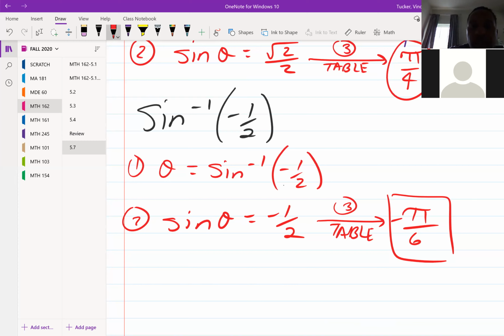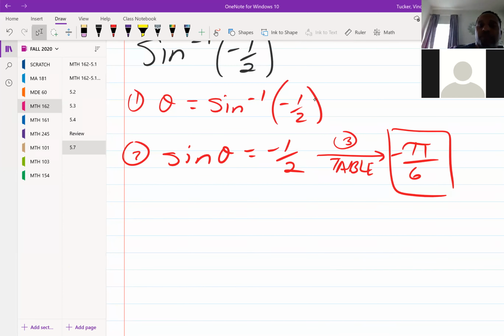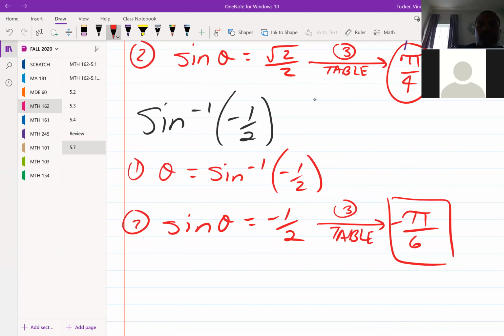So is that theta, or sine theta, equal to negative pi over 6? That is, so remember what we were trying to find. We were trying to find sine inverse of -1/2. So sine inverse of -1/2 is equal to negative pi over 6.